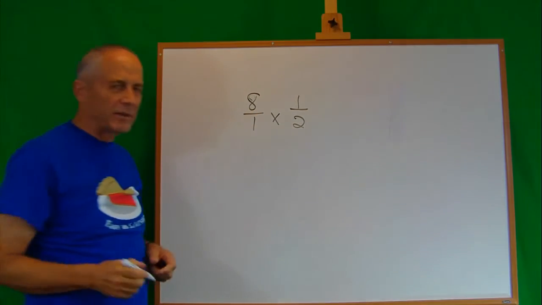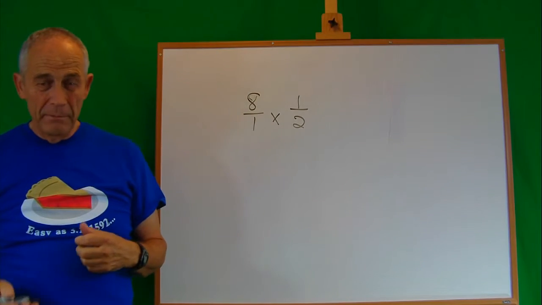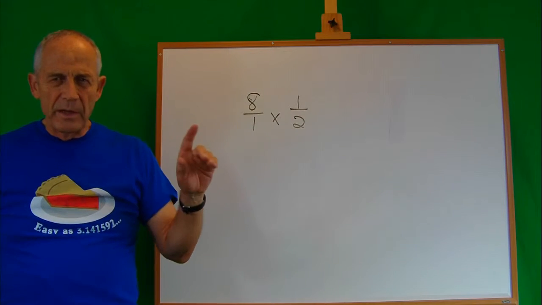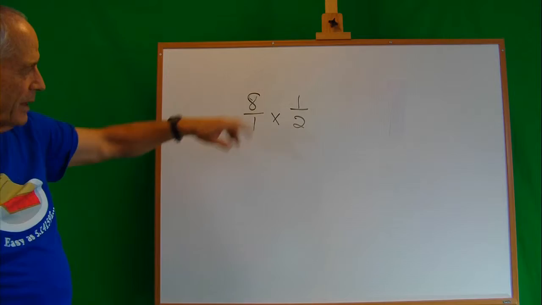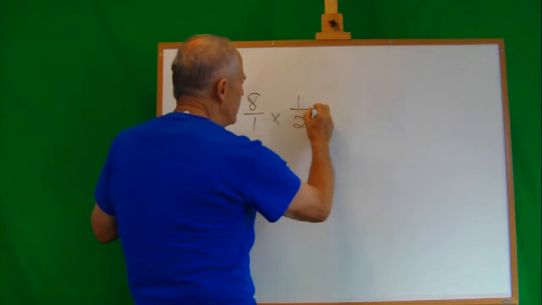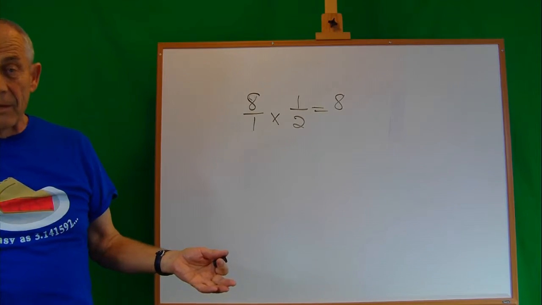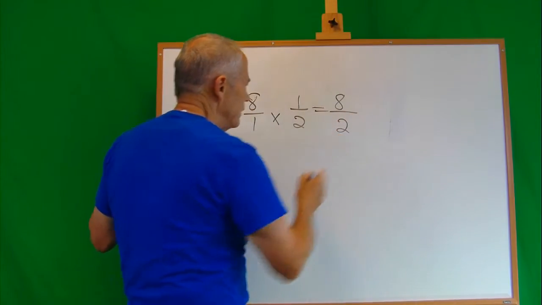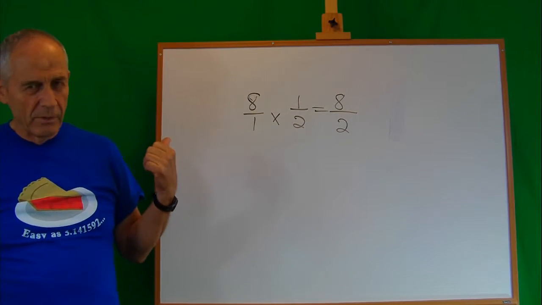So we're going to make this 8 over 1 times 1/2. Now remember, we're not going to reduce this one first because we want to demonstrate something here. We multiply the numerators together, so I go 8 times 1. That equals 8. Multiply the denominators together. 1 times 2 equals 2. So when I do this multiplication, I get 8 over 2.